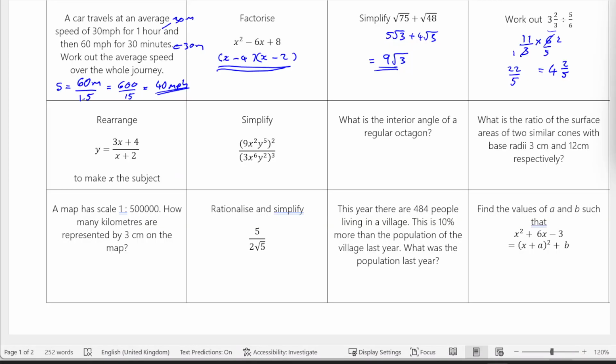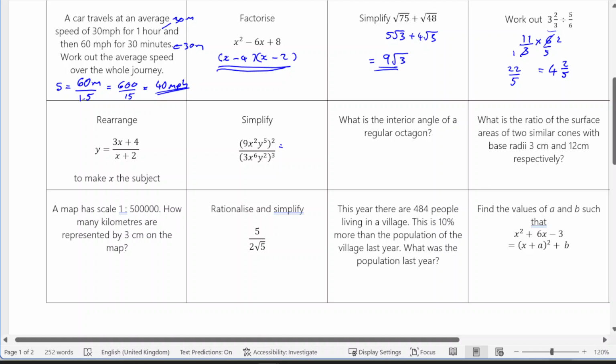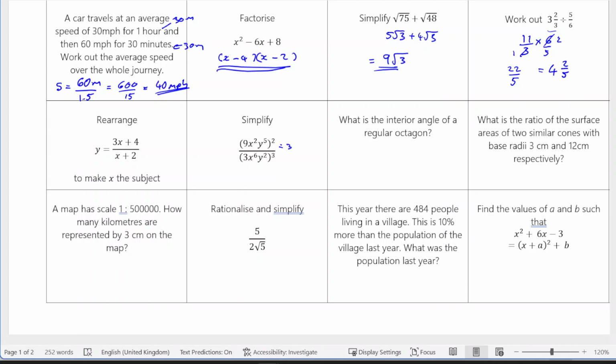Okay, for my next one, to simplify, I can't cancel them as they are. What I can do is say 9 is 3 squared, and I can treat that as 3 squared, which would be 3 to the power 4, x to the power 4, y to the power 10, because we would multiply the powers. And then here we'd have 3 to the power 3, x to the power 18, and y to the power 6. Then we can cancel and say y to the power 4 divided by y to the 3 would just be y.